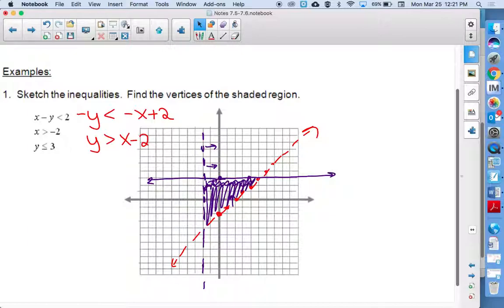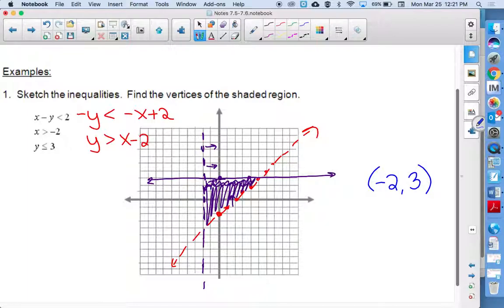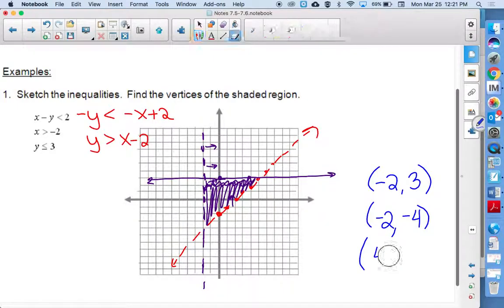So then it asks you to list the vertices of the shaded region. So where are the vertices? David? Is it where the lines connect? Yes. Okay, so then there's one at negative 2, 3. Negative 2, negative 4. And then one at 5, 3.